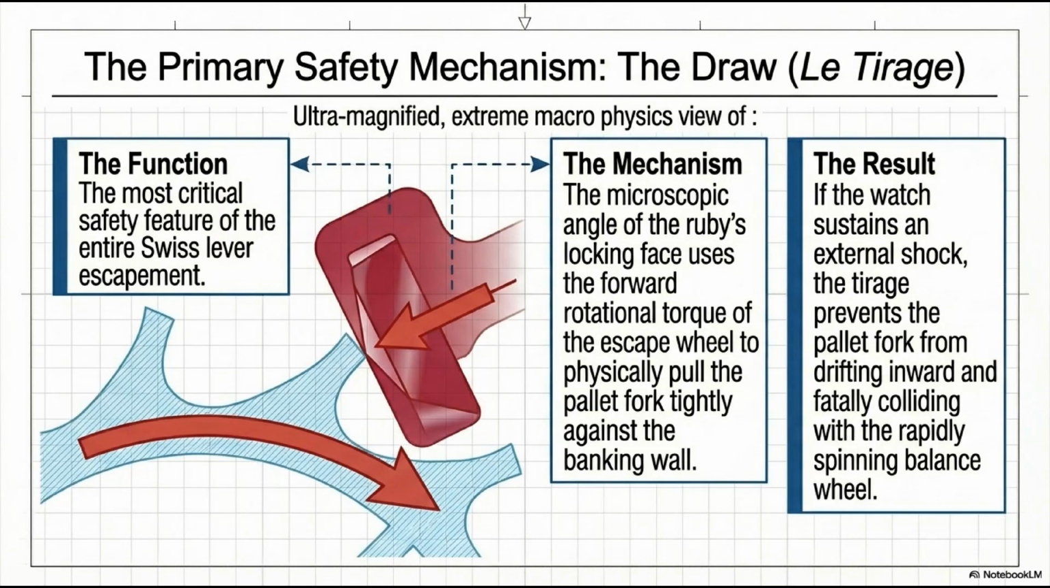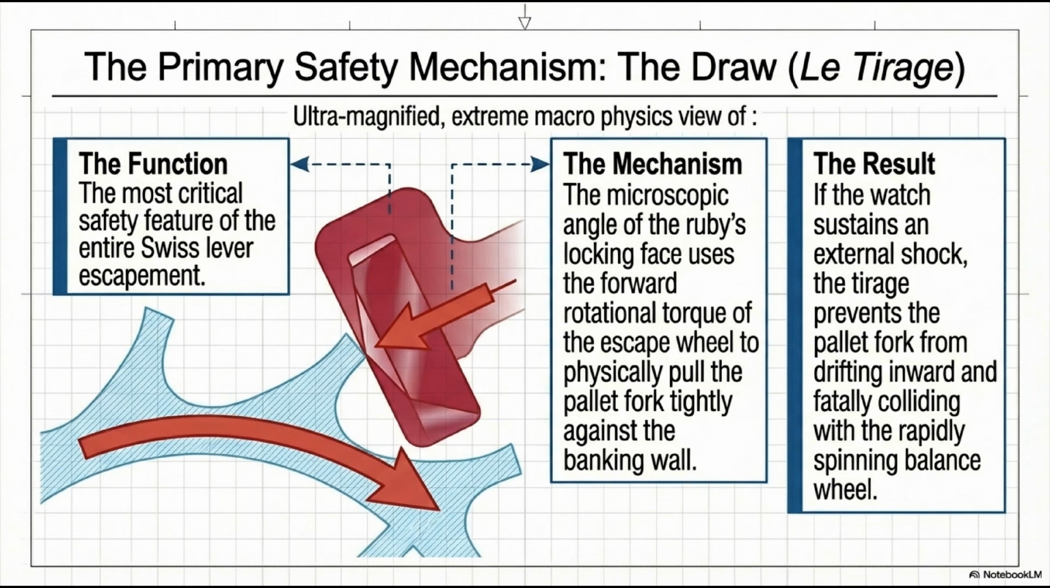The draw, le tirage, is the feature that makes the Swiss lever safe to wear on a wrist. Without it, any shock that disturbed the pallet fork could potentially stop the watch or cause a reversal. With it, the fork is actively and continuously pulled back into its safe rest position. Let's understand exactly how it works.